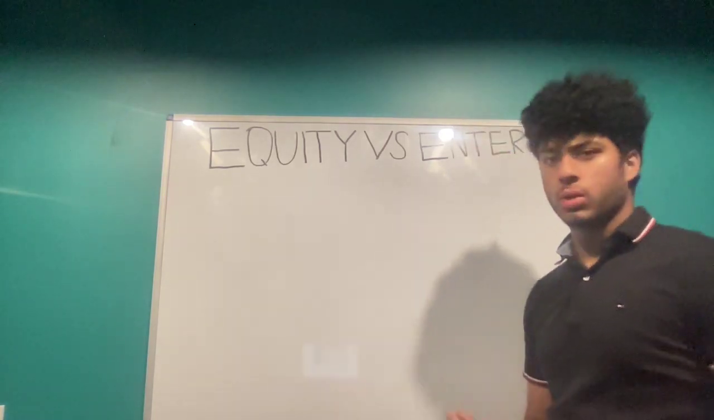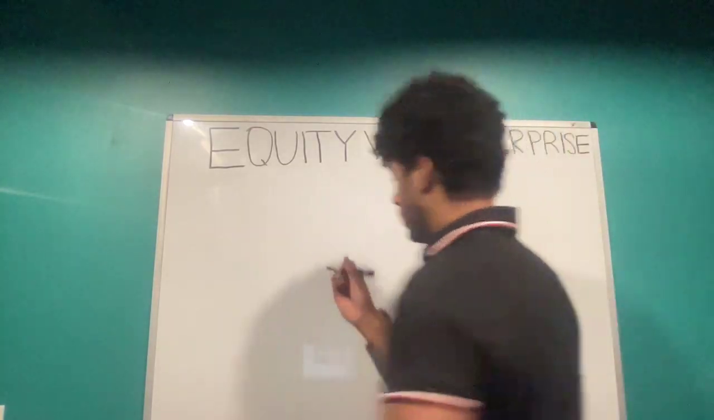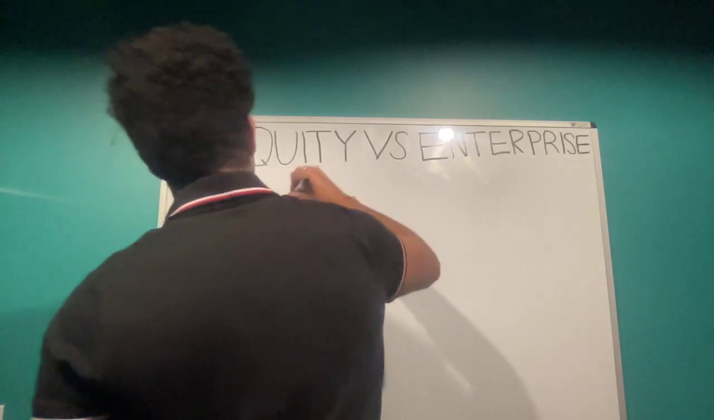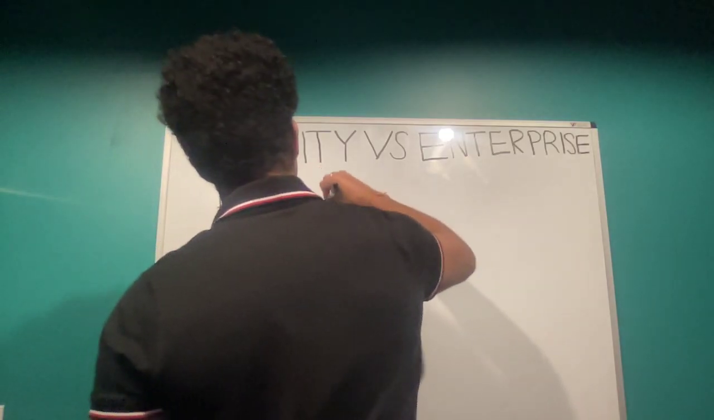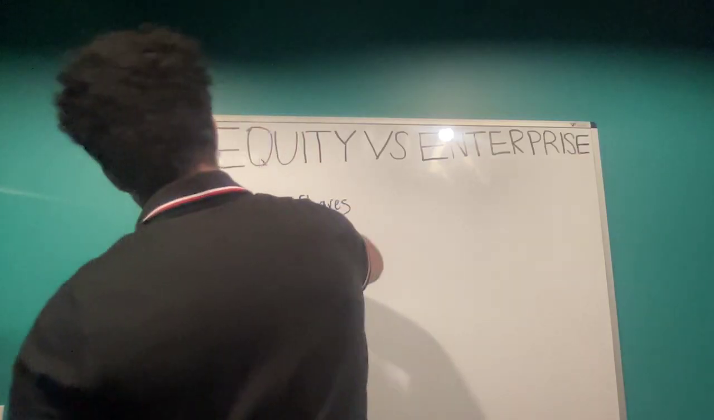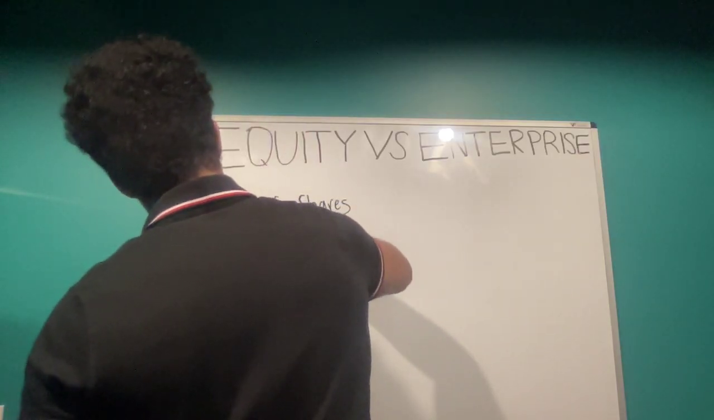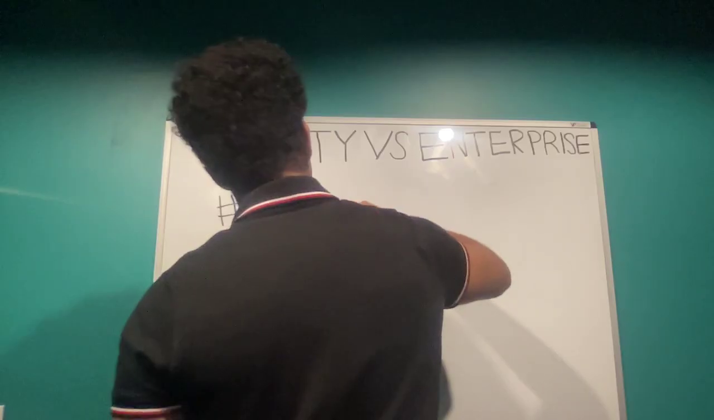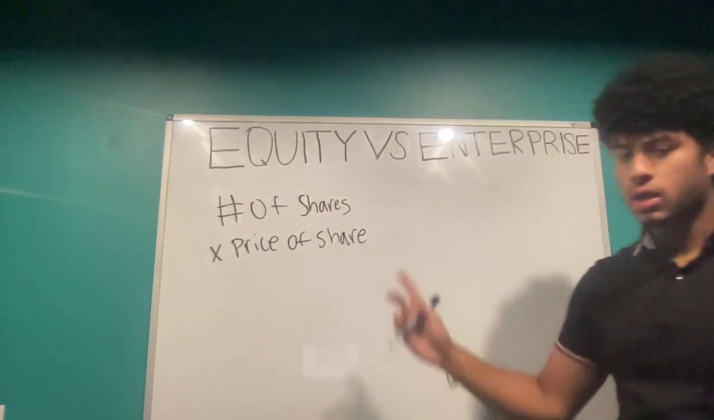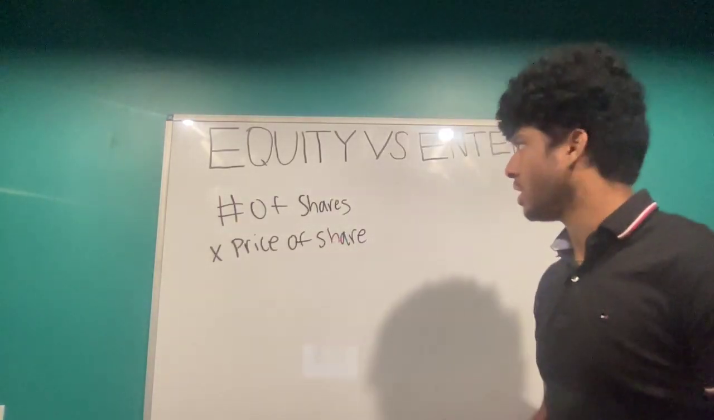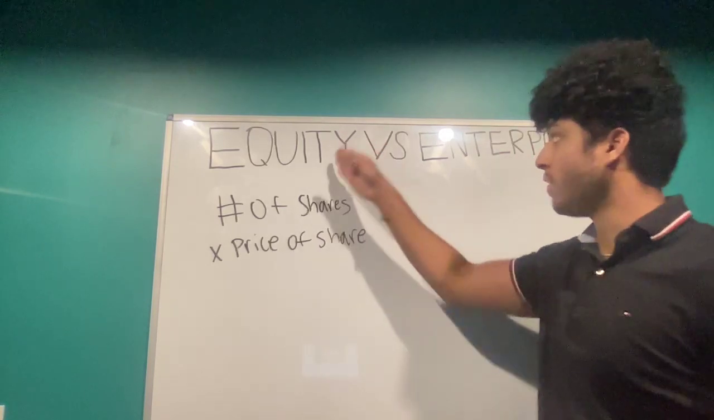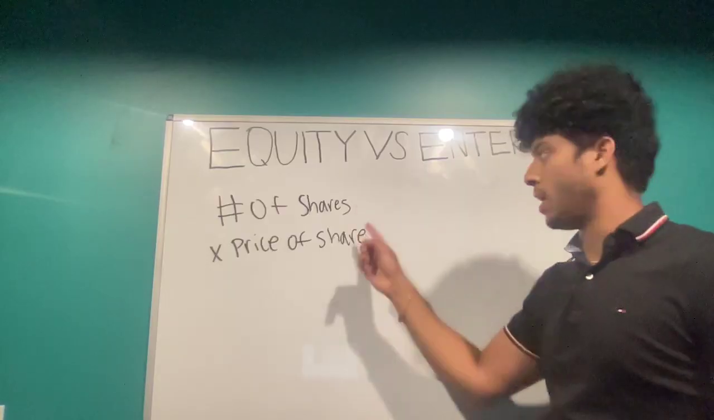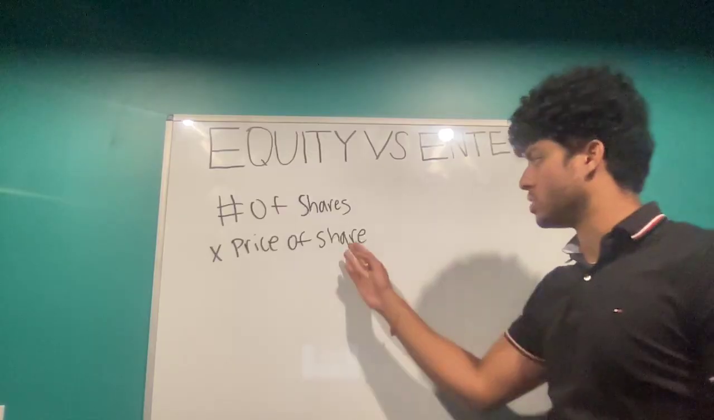So, how do you calculate equity value? Well, as I mentioned, equity value essentially just equals number of shares multiplied by the price of share. And it's not a complicated formula. It should make intuitive sense because obviously if we're trying to determine the market value, or the value the market has assigned to a certain company, it makes sense that the formula for that would be the number of shares outstanding times the price of the share.